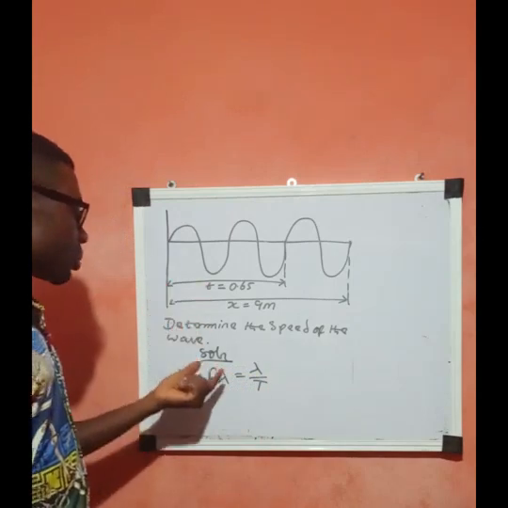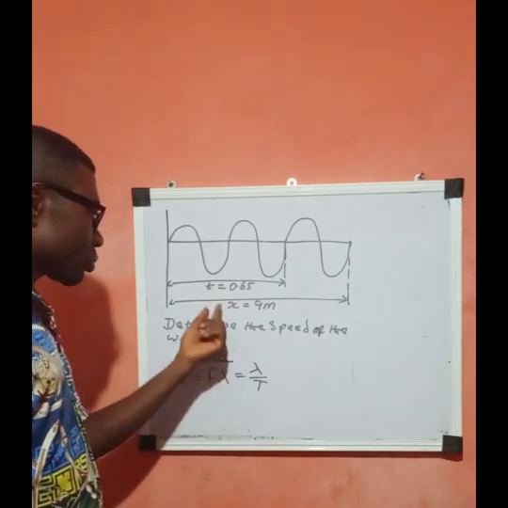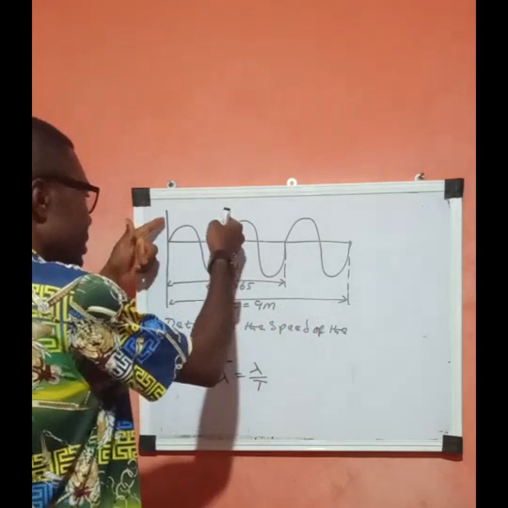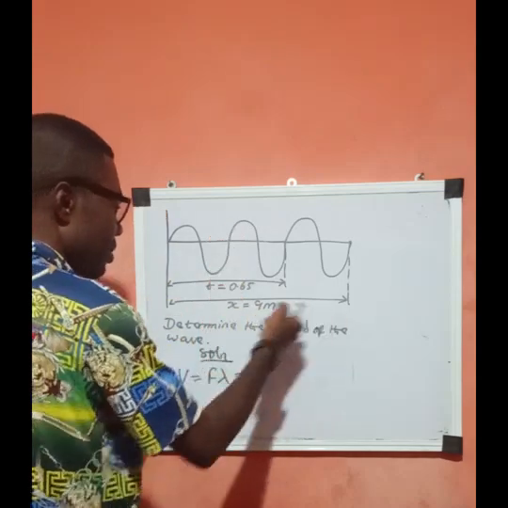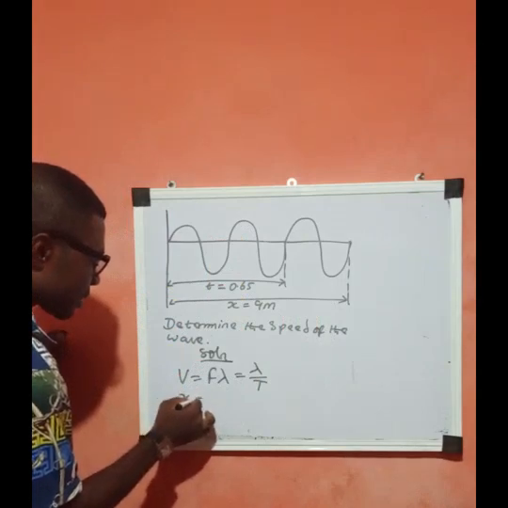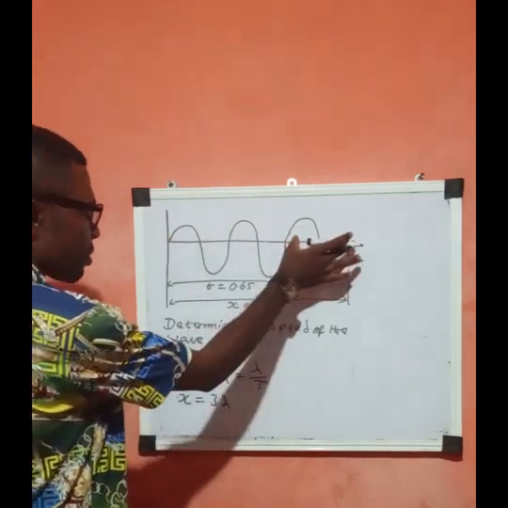But we see that we don't have the period. What we have is time. We don't have the wavelength. What we have is distance. We know that wavelength is from here to here, and this is 3 wavelengths. We can see that the length x is equal to 3 wavelengths. You have 1 wavelength, 2 wavelengths, 3 wavelengths.